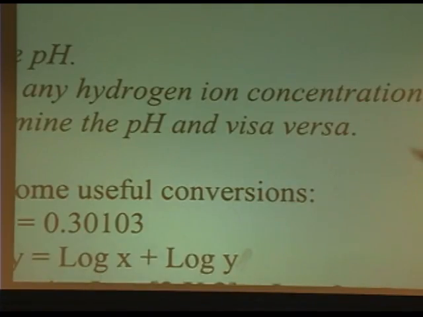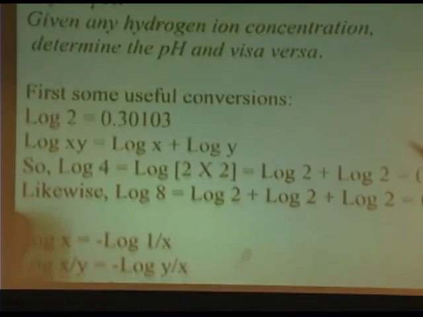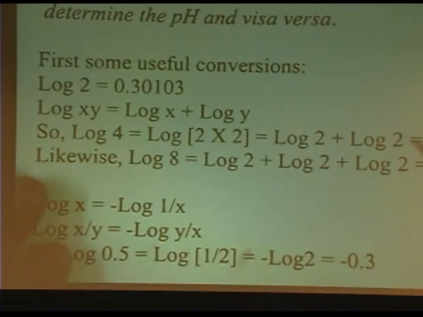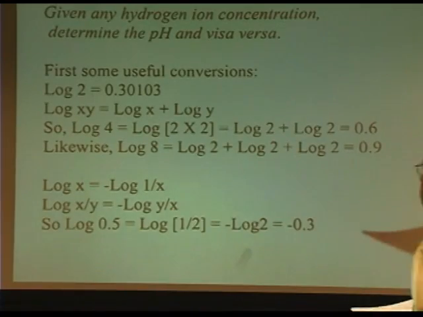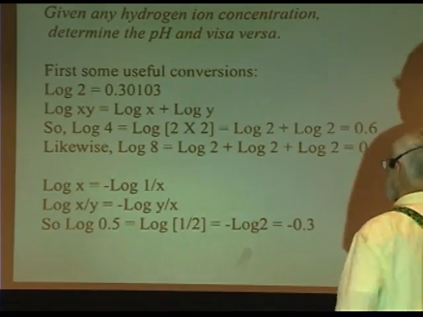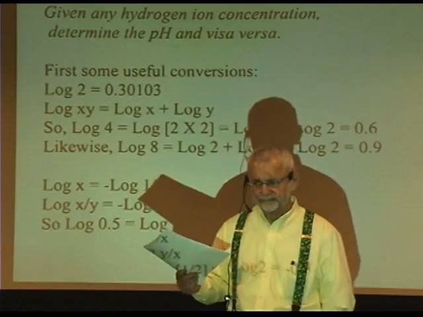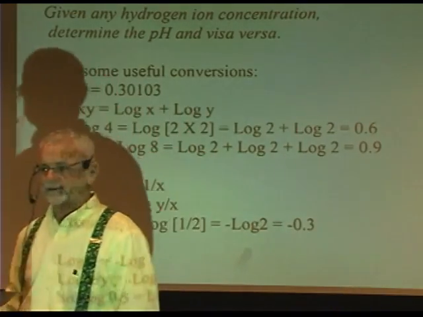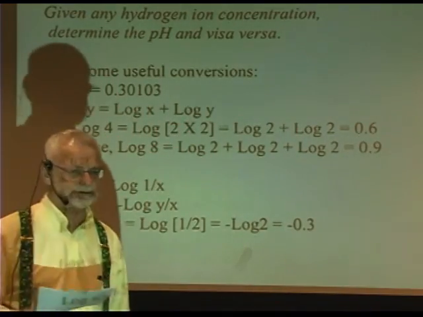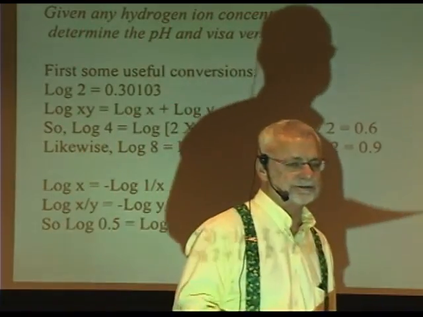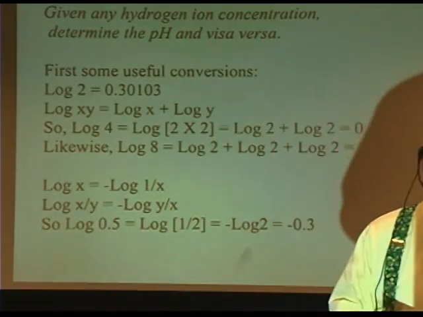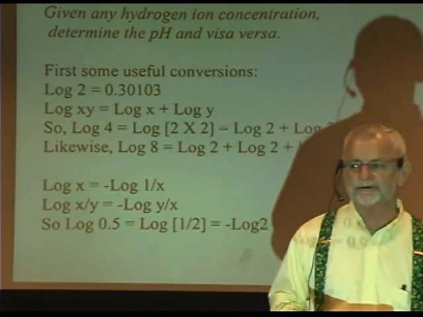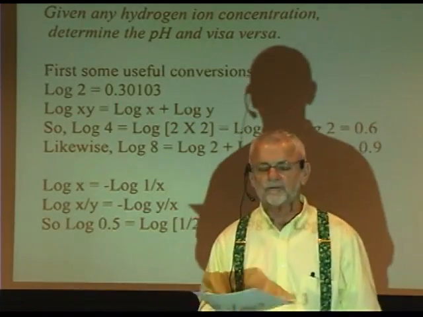So we're going to show you some tricks here before we get into determining the pH. Some useful conversions that you should know. I hope you can see that. First thing, what we don't have up here, and I assume you all know, is that the log of 10 is 1, the log of 100 is 2, the log of 1,000 is 3, and so on. And that the log of 1 is 0. You have to learn that. The log of 1 is 0.